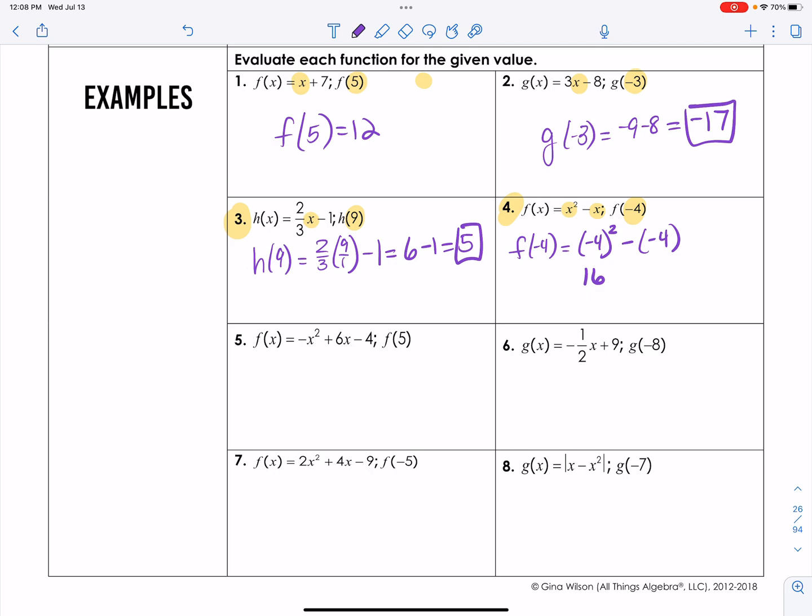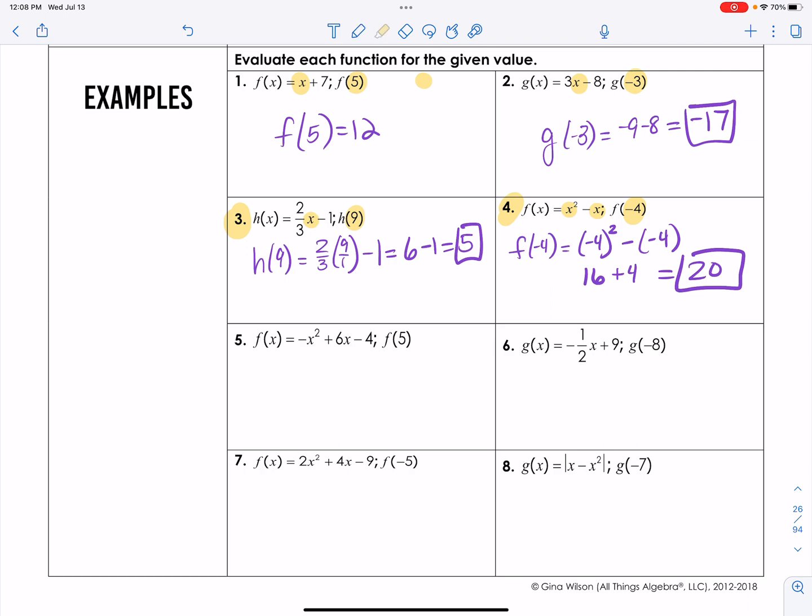So order of operations, whenever you put a negative number in, you need to put it in parentheses. Okay, and so a negative and negative is a plus. So the answer to this one was actually 20. These can be really confusing, so you've got to be careful.